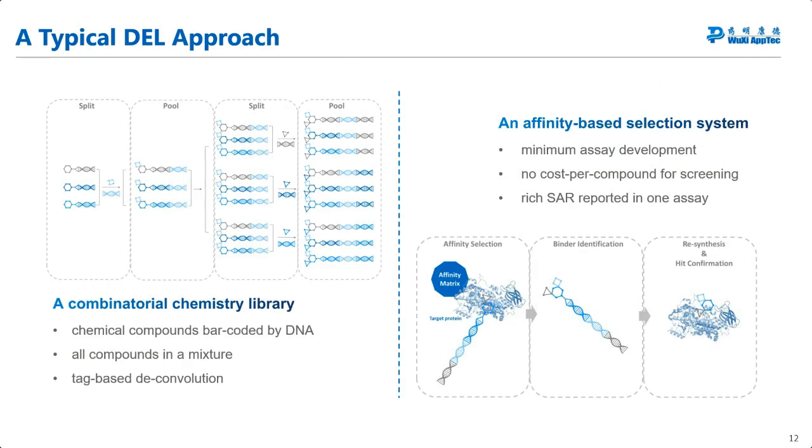The typical DAL approach encompasses the synthesis and application of DAL libraries. By employing combinatorial chemistry and split and pool strategies, chemists can efficiently generate millions of unique DAL molecules within a span of several months. Each DAL molecule is equipped with a distinct DNA fragment that's covalently linked, serving as a molecular barcode.